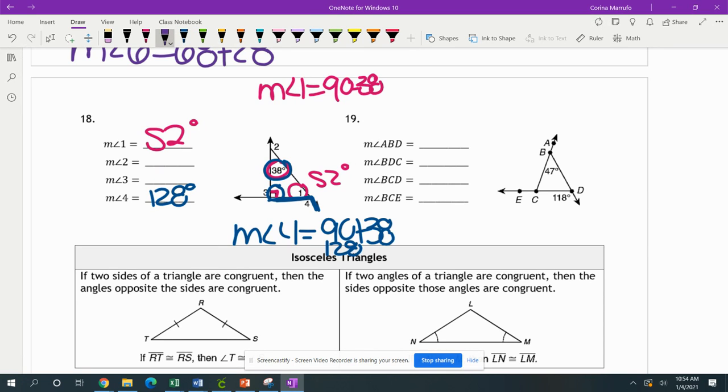Okay, here we have angle 2. So to find the measure of angle 2, we have to add the two opposite angles. The 38 is here with the 2, so that's not the opposite. The 90 is going to be the opposite, and the 52. So to find the measure of angle 2, we do 90 plus 52. And that gives us 142.